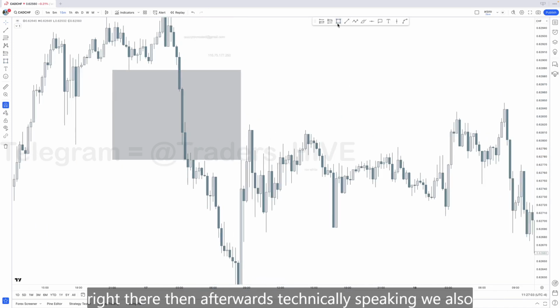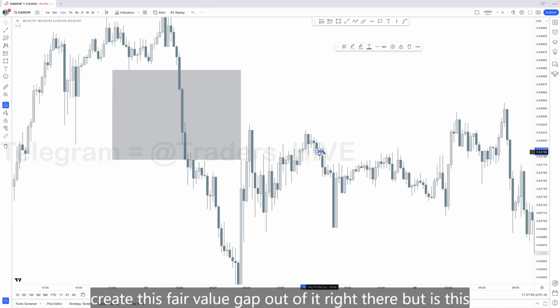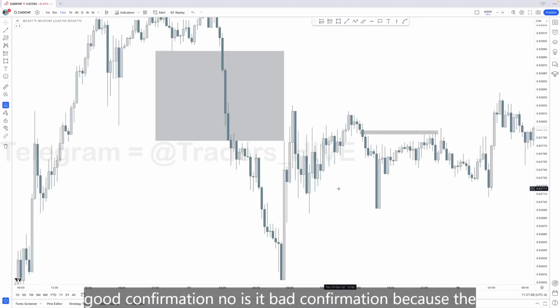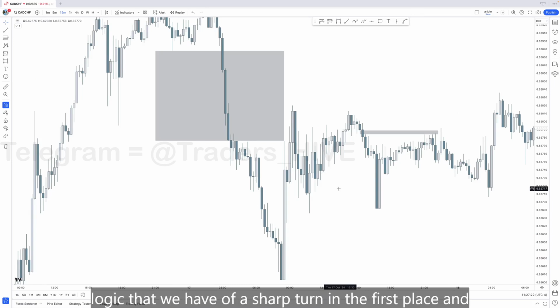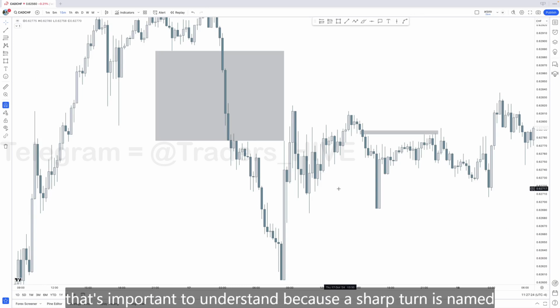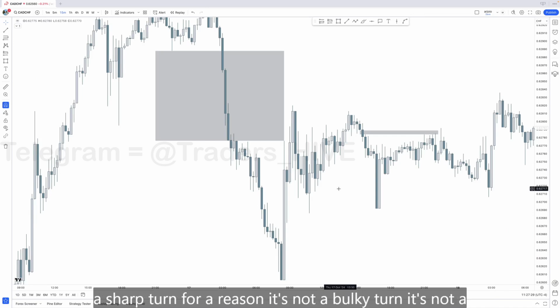Then afterwards, technically speaking, we also create this fair value gap out of it right there. But is this good confirmation? No. Is it bad confirmation because the fair value gaps are not lining up and things like that? No. The fair value gaps are perfectly fine right there. Well, arguably perfectly fine. But it contradicts the logic that we have of a sharp turn in the first place. And that's important to understand, because a sharp turn is named a sharp turn for a reason.